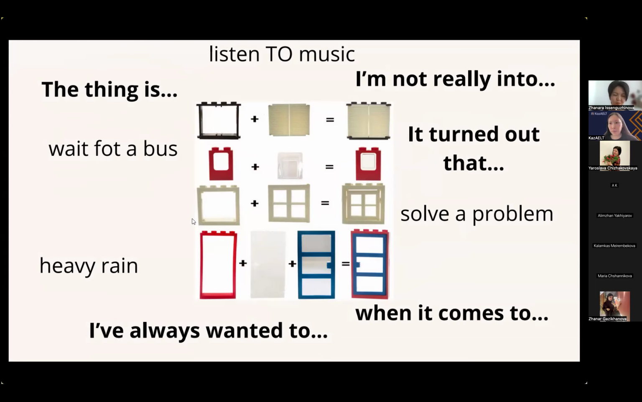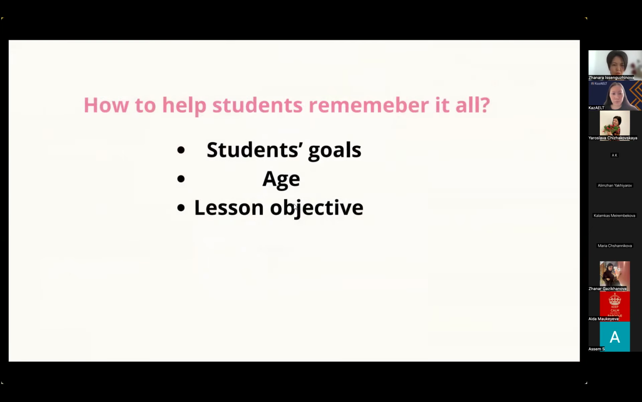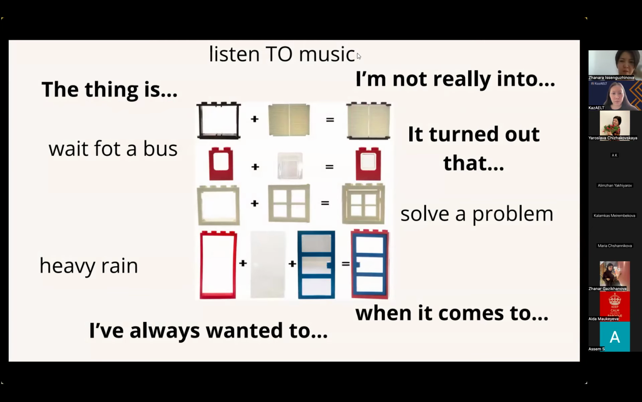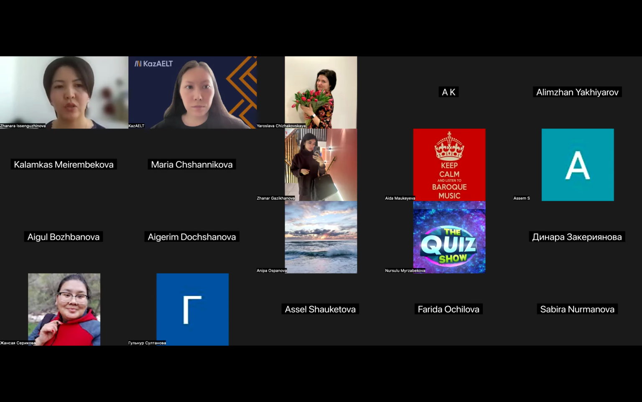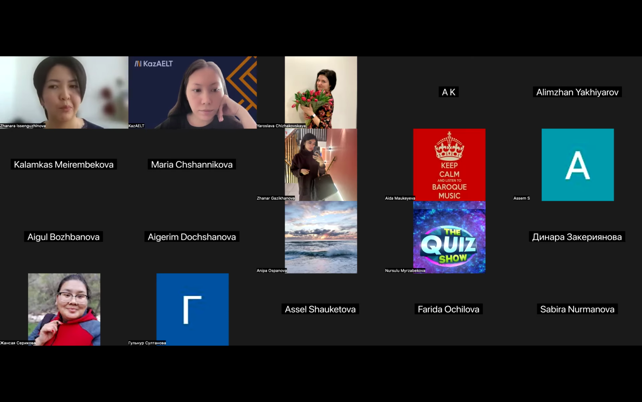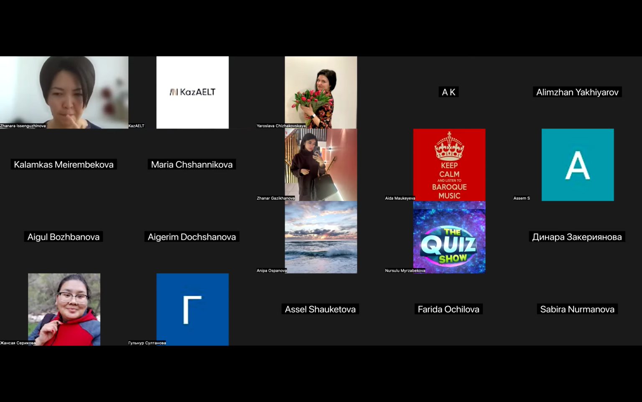So probably you're all familiar with this concept, like lexical approach, chunks, and collocations. Well, there's nothing new about that. So that was about presenting the vocabulary. So my question is, how to actually help students to remember all the vocabulary? How to help them remember it all? Let me know in the chat.